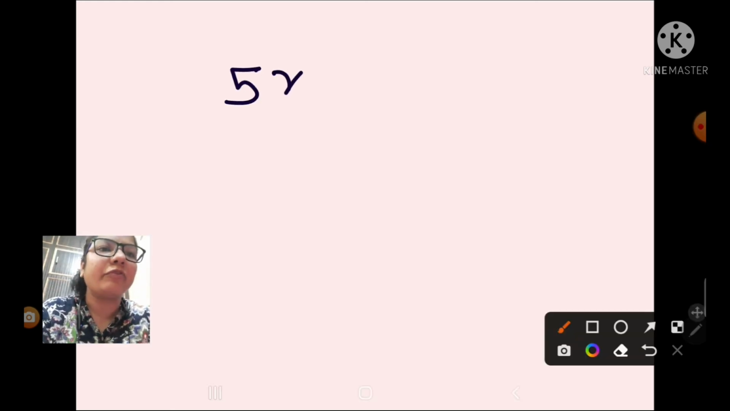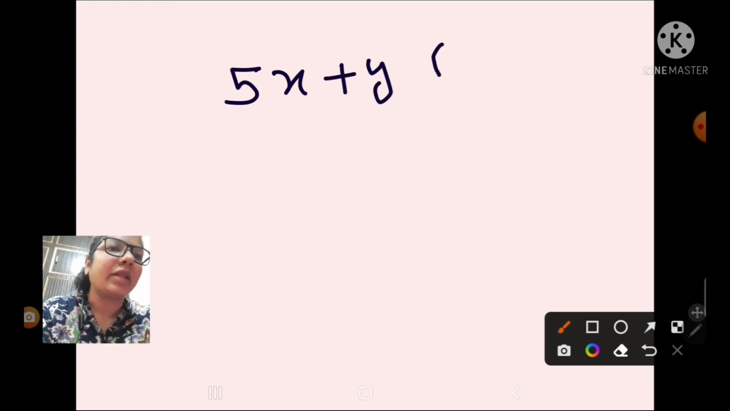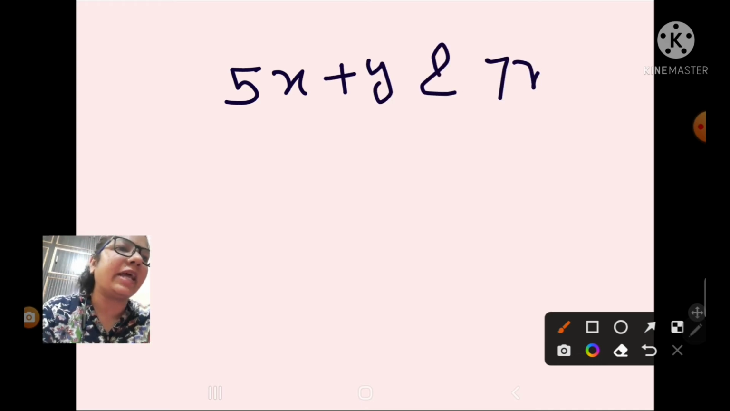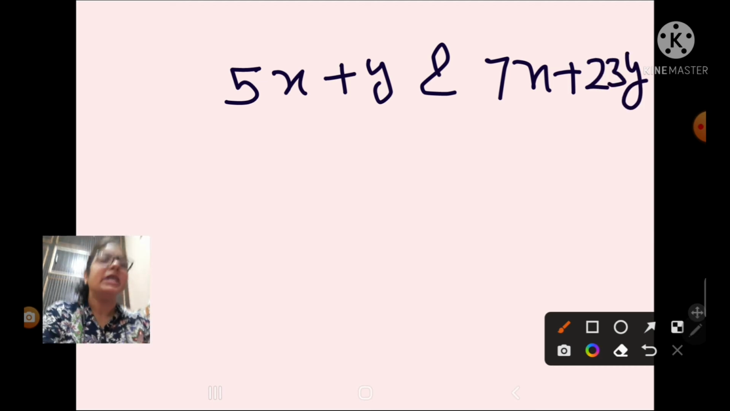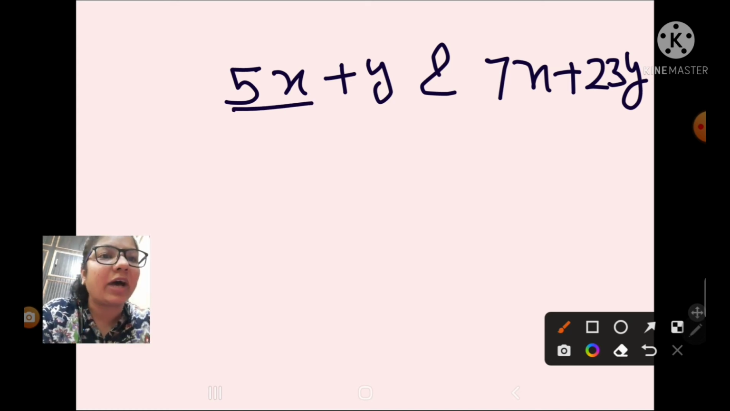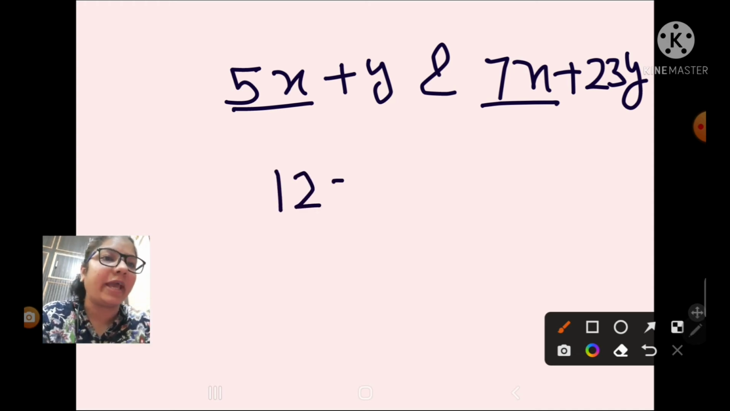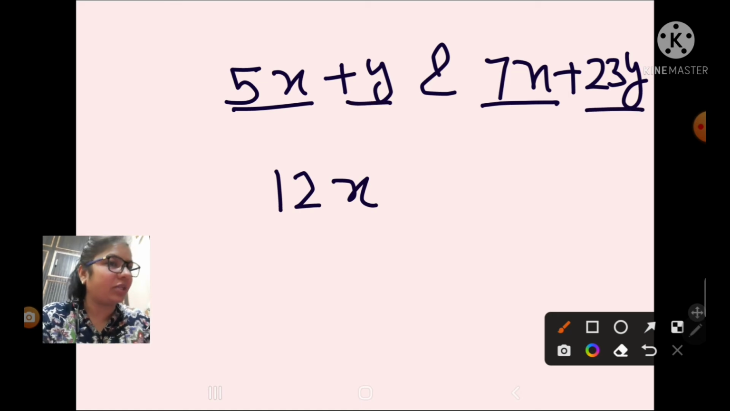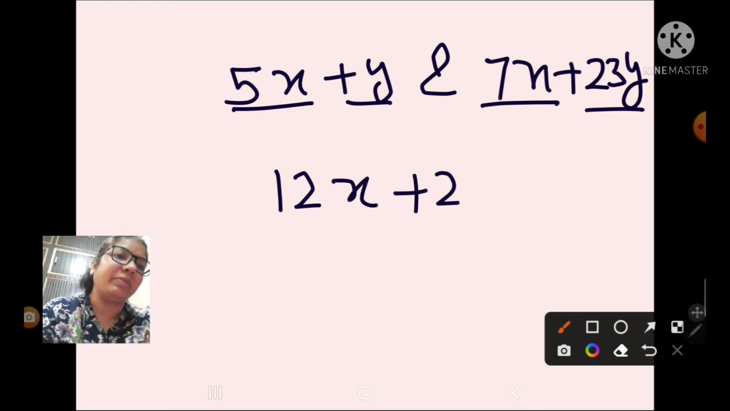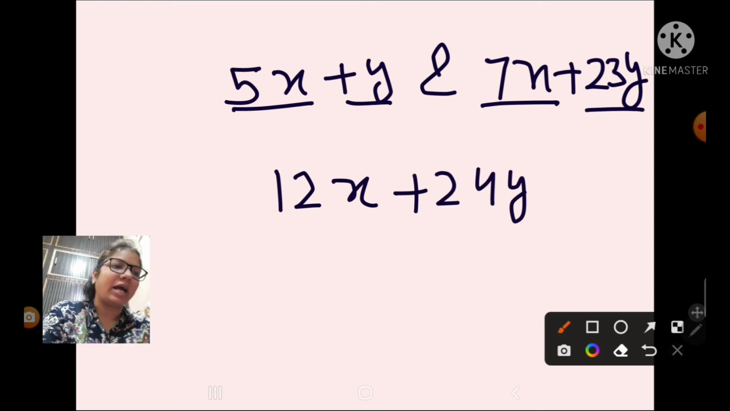You know what I said before, we can add or subtract only like terms. Let's take an example. Suppose you have 5x plus y and another one is 7x plus 23y. Right? So you can add or subtract only like terms. So this 5x and 7x both are like. So you can add only like terms. 5 plus 7 will be 12x. Terms having the same sign, like terms. So again you will add 23y plus y, that will be 24y. I hope this is clear.